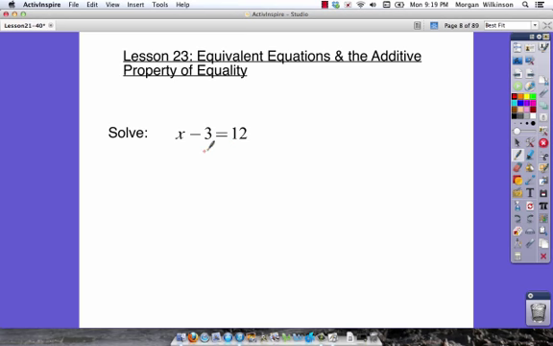You may have been able to solve this one mentally. You may have been able to say 15 minus 3 is equal to 12. And if you're able to do that mentally, that's fantastic. So x is equal to 15, and that would be our final answer.